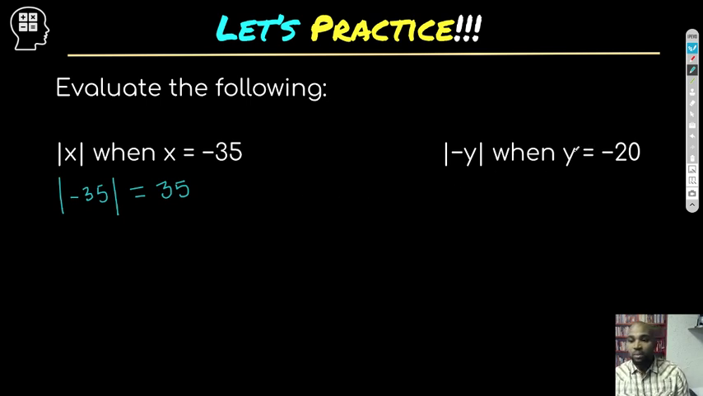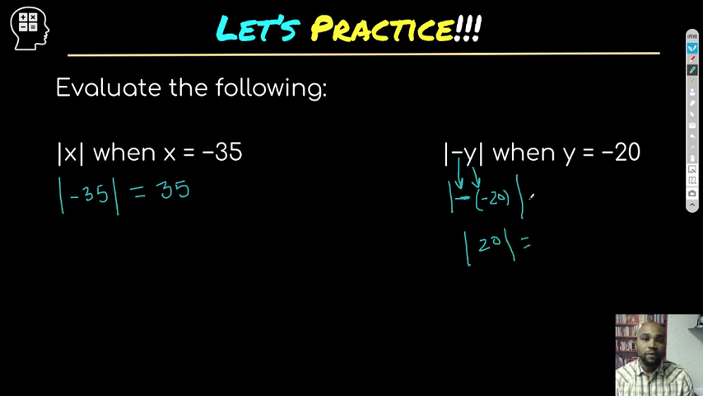What about this one? y equals negative 20, and we have the absolute value of negative y. What is y? y is negative 20, so I'm careful with this. I'm going to leave this negative sign here, but replace y with negative 20. We've learned about opposites. The outside negative is asking for the opposite of negative 20, which is going to be the absolute value of 20. We can simplify this even further: the absolute value of 20 asks how many units from 0 is 20, and the answer is 20.